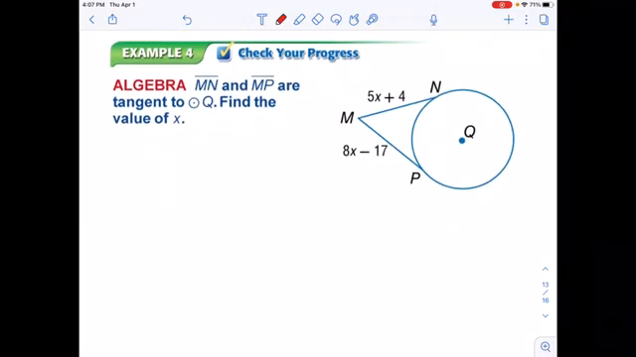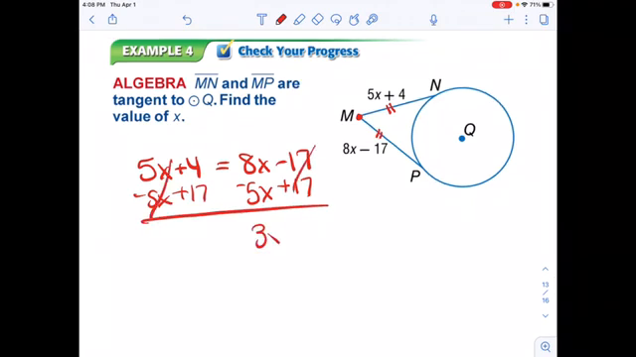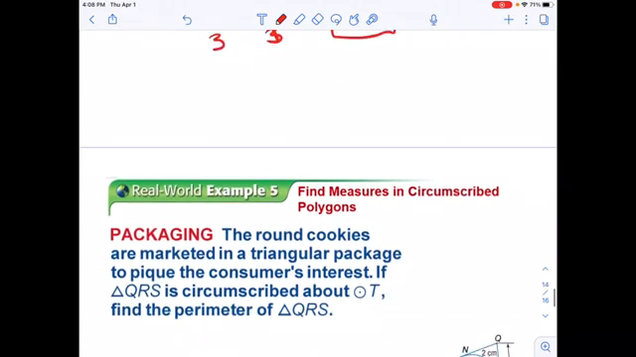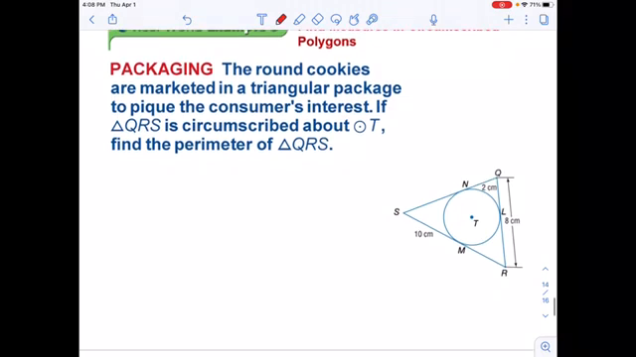All right, next one, MN and MP are tangent. They come to the point M, which means we can set these congruent to each other, or equal, to solve. Make sure you catch your signs. We get 3x equals 21, so x is equal to 7. Okay? Now we can use the same idea for problems of circumscribed shapes.